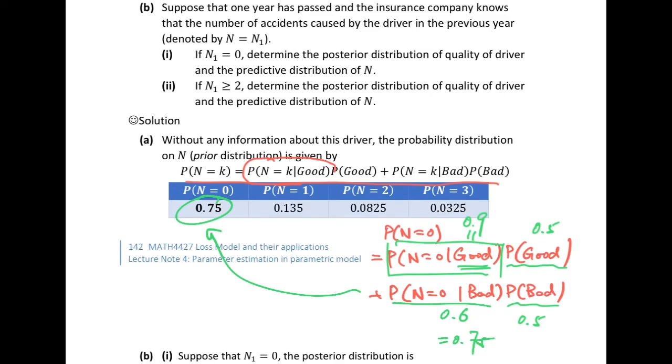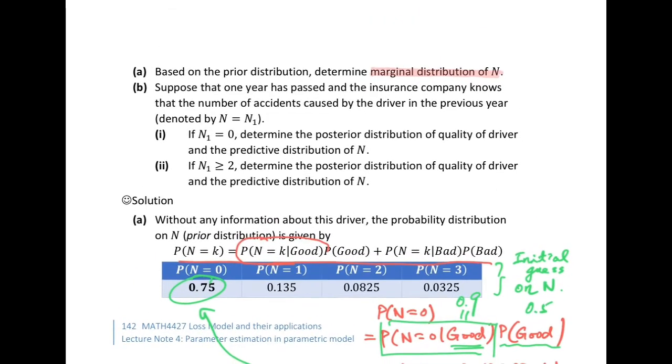Similarly, you can also do the same calculation for the other three probabilities: the probability that N equals 1, N equals 2, and N equals 3. Then you will have this initial guess on the distribution of N, based on your initial belief on the quality of the driver. So this is how we get the distribution of N through this prior distribution. Actually, it's not that difficult, right?